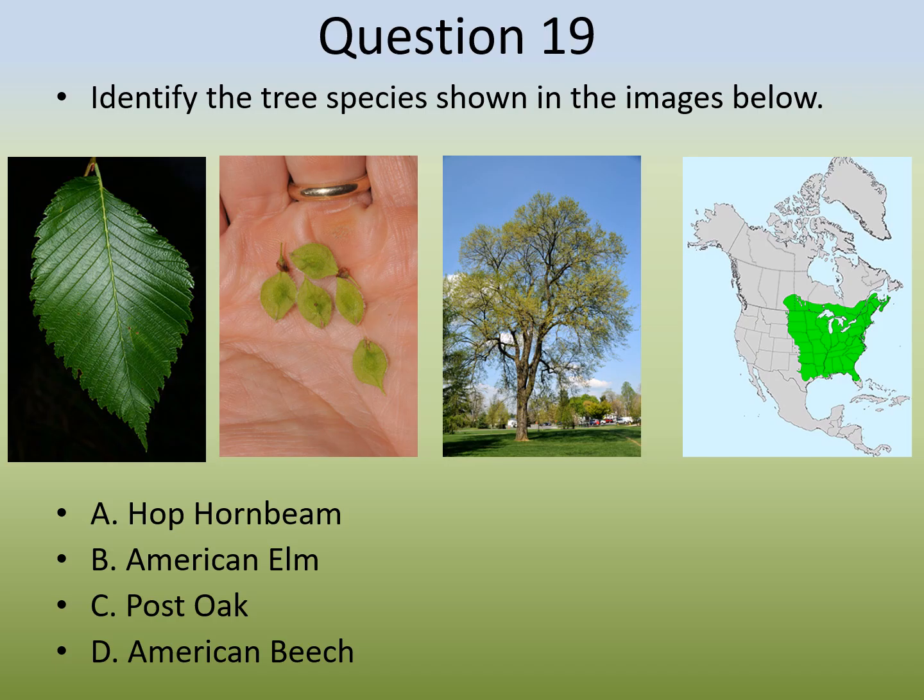Question 19. We've got an asymmetrical leaf shape, some very small seeds, and a broad range along the eastern United States and Great Plains. Is it A, hop hornbeam, B, American elm, C, post oak, or D, American beech? The answer is B, American elm.